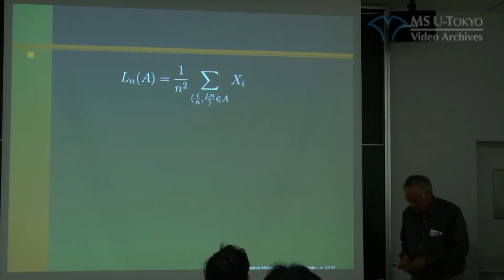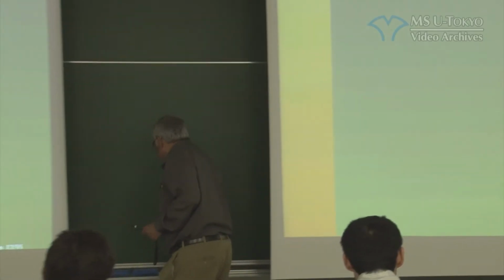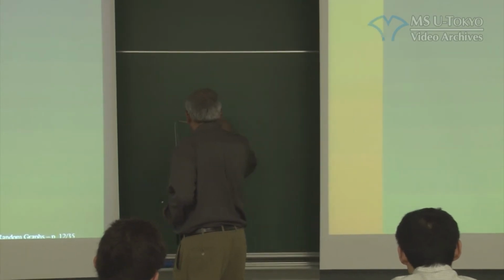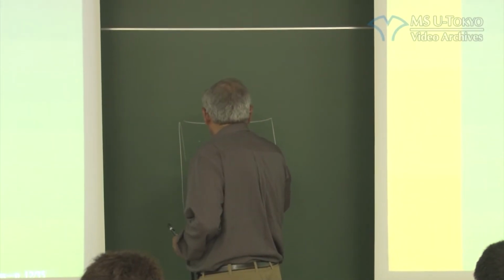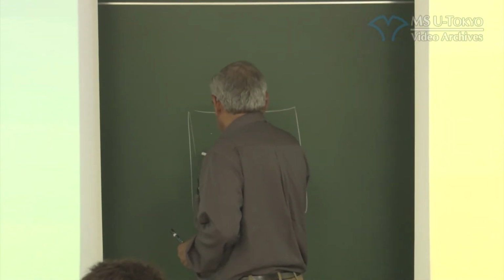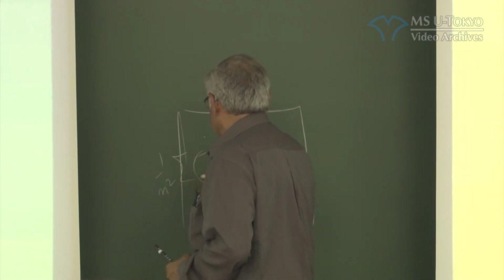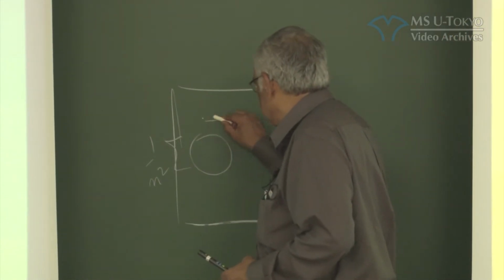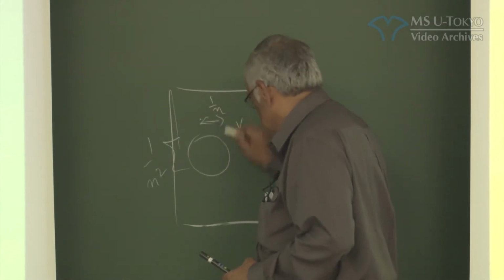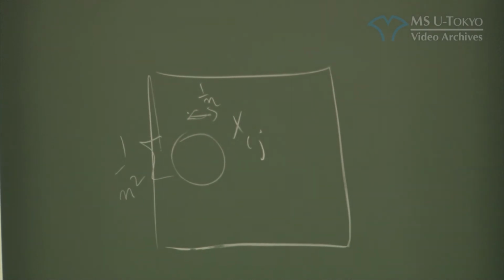So, let me draw a picture just to, because what I have here is a square. I have points ij and I have x_ij, and for any region I am looking at 1 over n squared times the summation of these things, and the spacing here is 1 over n. So, the square has n squared points. So, I am looking at some sort of an average over volume or areas.